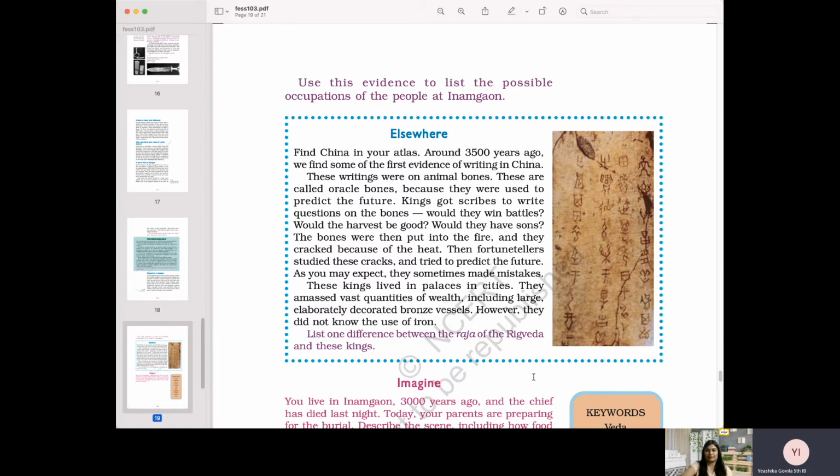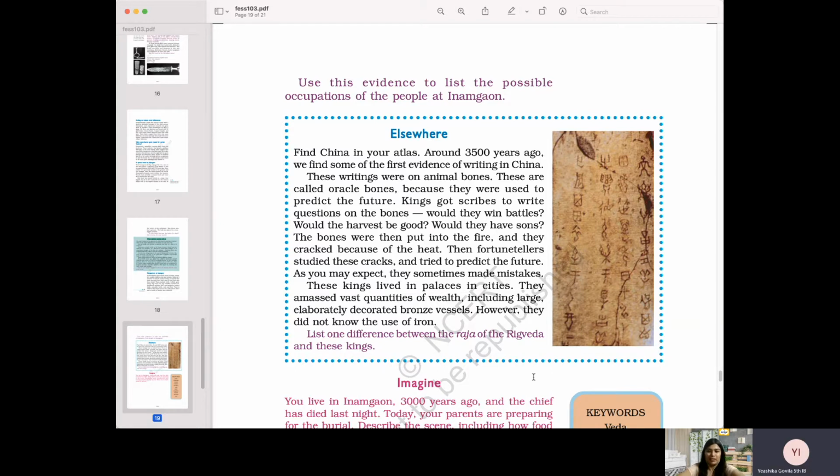These kings lived in palaces and cities. They amassed vast quantities of wealth, including large, elaborately decorated bronze vessels. However, they did not know the use of iron.